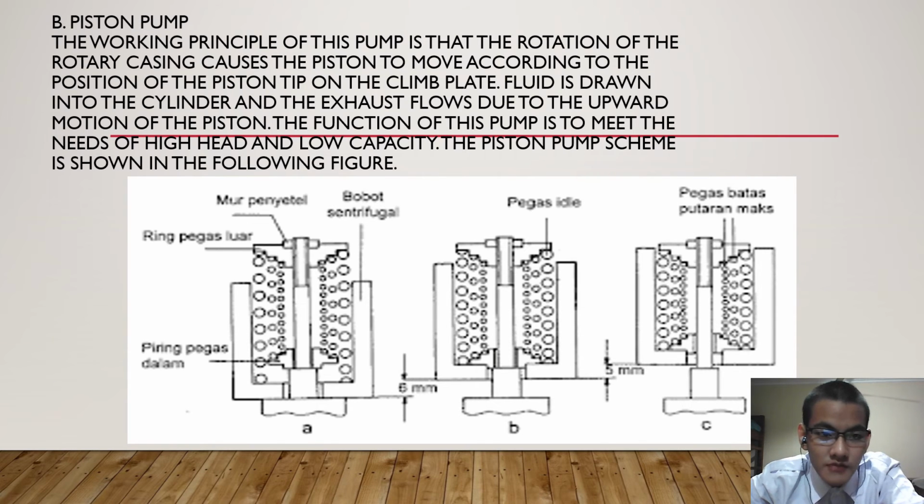Okay, the piston pump. The working principle of this pump is that the rotation of the rotary casing causes the piston to move according to the position of the piston tip on the climb plate. Fluid is drawn into the cylinder and the exhaust flows due to the upward motion of the piston. The function of this pump is to meet the needs of high head and low capacity. The piston pump scheme is shown in the following figure.